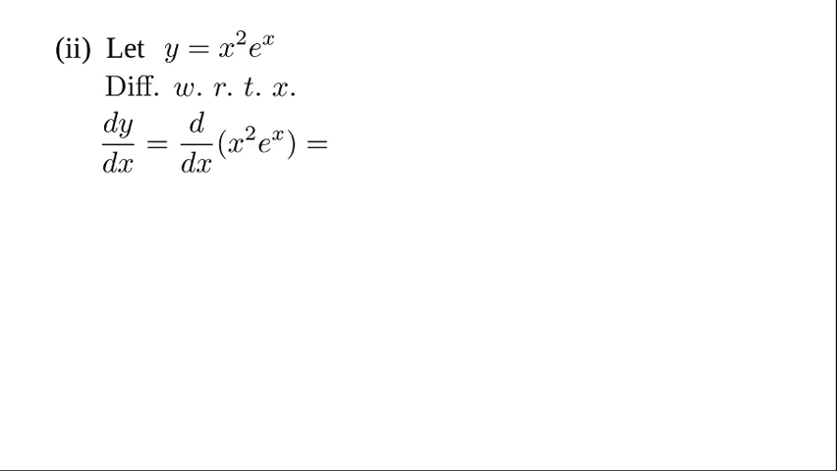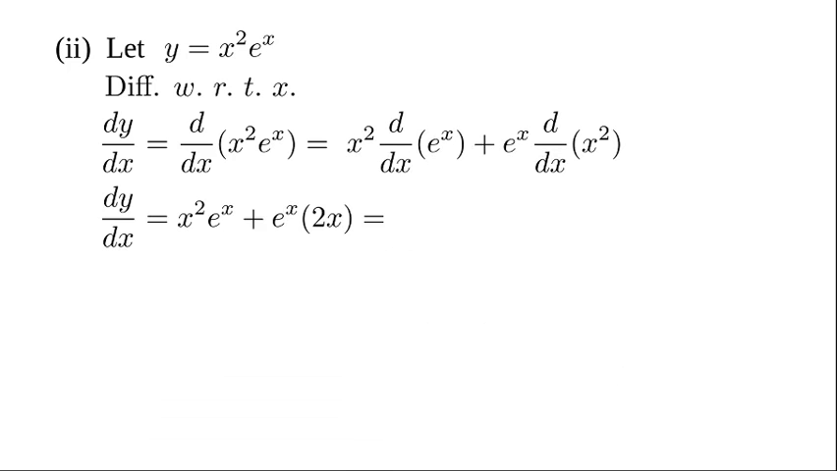dy by dx equal to d by dx of x square e raised to x, that is x square into derivative of e raised to x plus e raised to x into derivative of x square. And that becomes derivative of e raised to x is e raised to x and derivative of x square is 2x. So we take e raised to x out, we get dy by dx equal to e raised to x into bracket x square plus 2x.